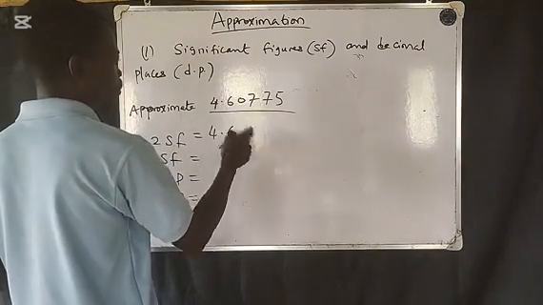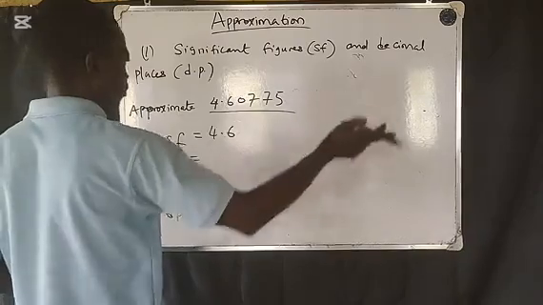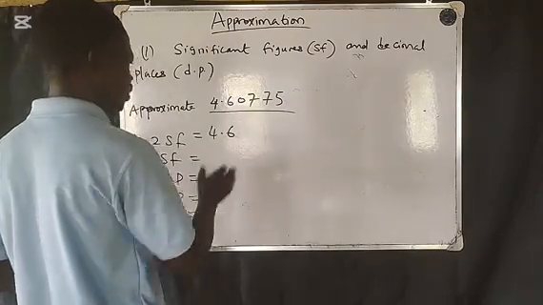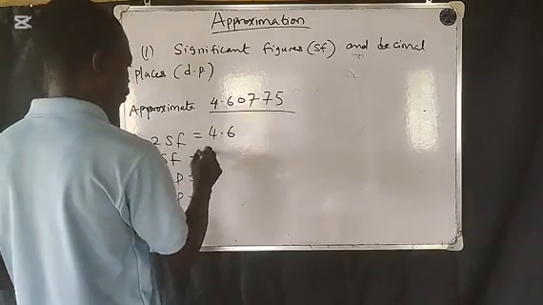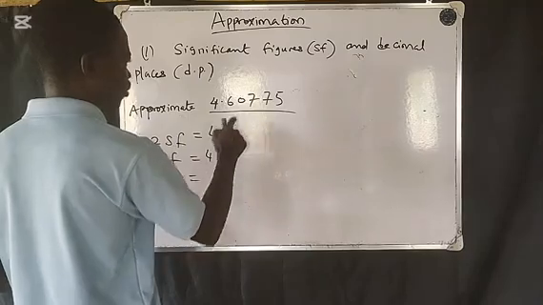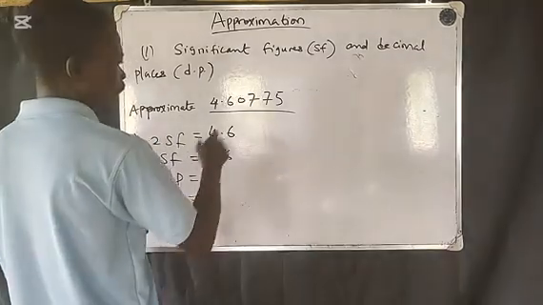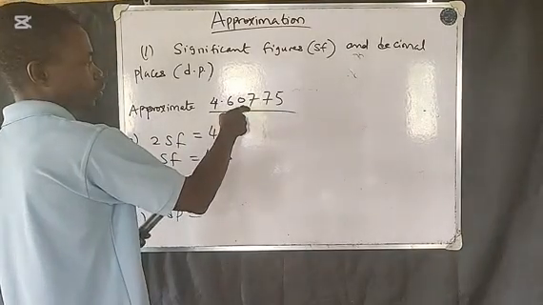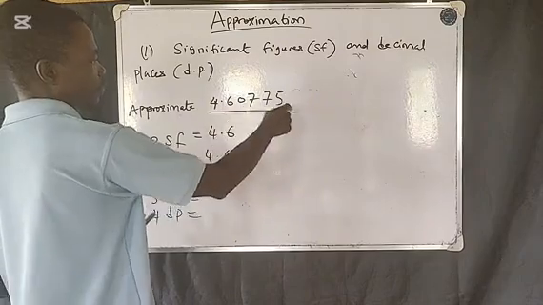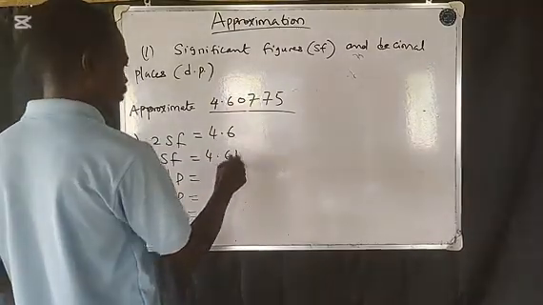4.6, 1, 2, you stop there. The remaining one is not important. This is 2SF. 3SF, you count 1, 2, 3, 4.6. But before you write your third number, if you look at this one, is a senior digit, right? You round up, turn everything to 0, add 1 to this. So we have this one.